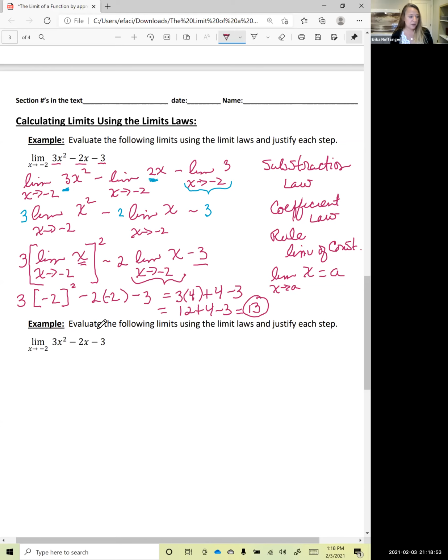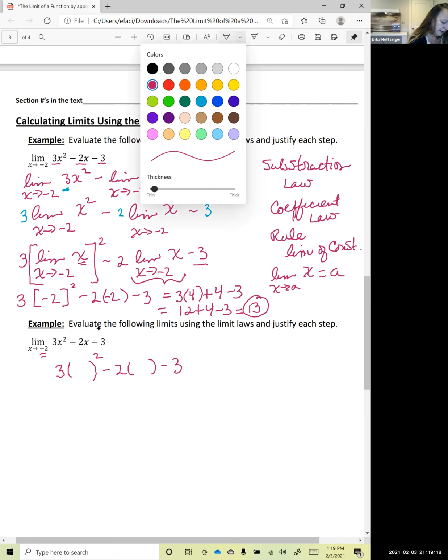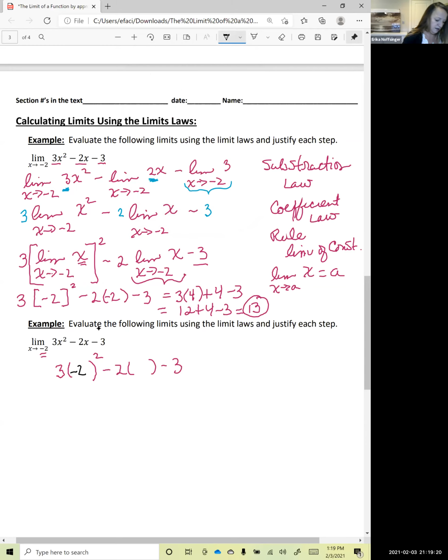some number. And so looking at this, if we did direct substitution, all I'm going to do is wherever I see an x, I'm going to replace it with what we're going towards, which is -2 in this limit. So I'm going to put a parentheses wherever I see an x, and then I'll go back and replace it with -2. So I have 3 times -2 quantity squared minus 2 times -2 minus 3.